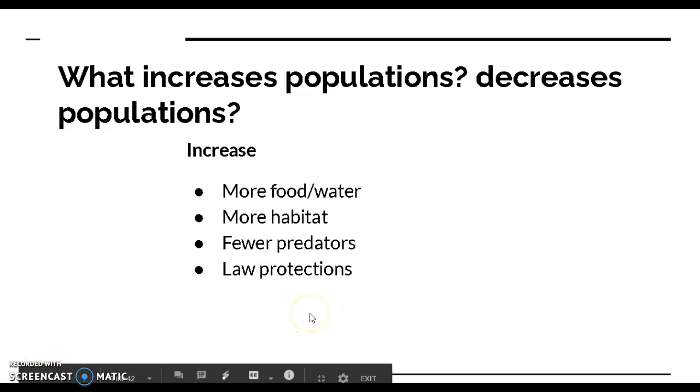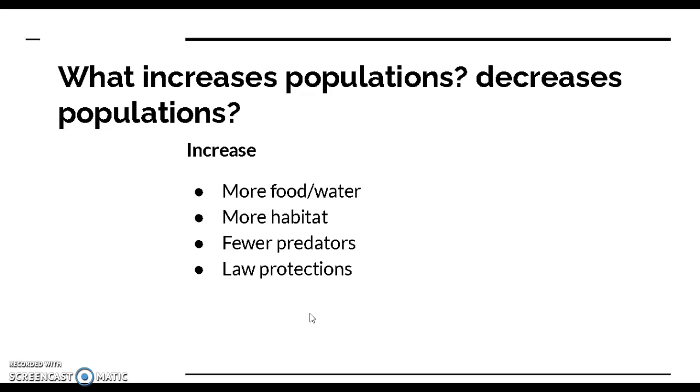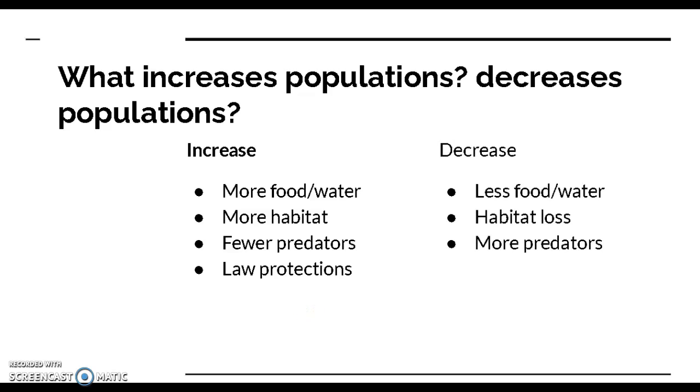Or setting up nature preserves is another example that we can do to protect different populations and keep the birth rate high. On the flip side, if there's less food or water, or habitat loss, and this could be caused by humans, it could be caused by some sort of natural disaster or some other environmental factor, but any sort of habitat loss could cause the population to decrease. And then if there is an increase in predators to an area, that could also cause the population to decrease.